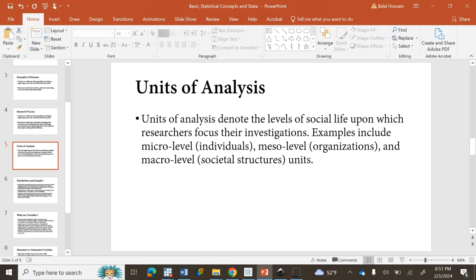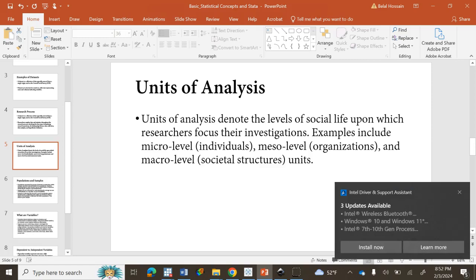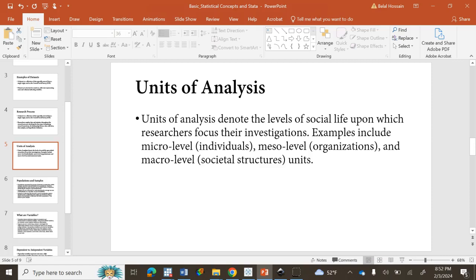And then macro level, like societal structural levels. Those are bigger units, like the country. It's a big structural level. So you may collect the information about a country. What is the GDP for United States? What is the GDP for England? What is the GDP for Bangladesh? So you collect the information about this macro unit. Depending on your unit, you collect the data. So it could be individuals, organizations, a country, or any geographical or spatial units.